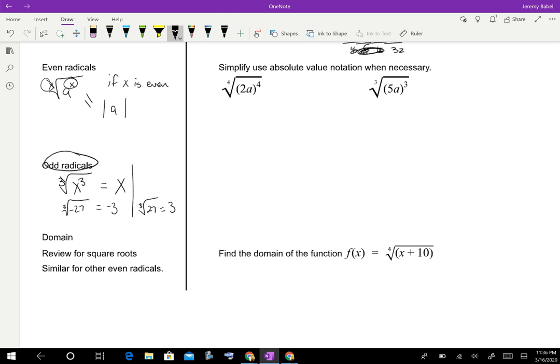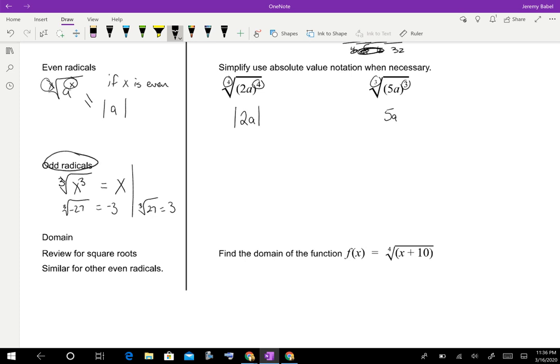For even radicals, again, if the root is the same as the power, we need to remember to use the absolute value. And so in this first one here, we've got 4 and 4. Those are the same. Those are even. So we're going to have the absolute value of 2a. In this case, the root and the power are the same, so we do not have to use the absolute value because 3 is odd. So this one is just going to be 5a.